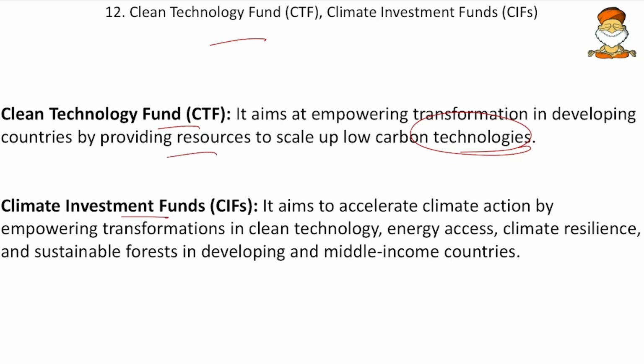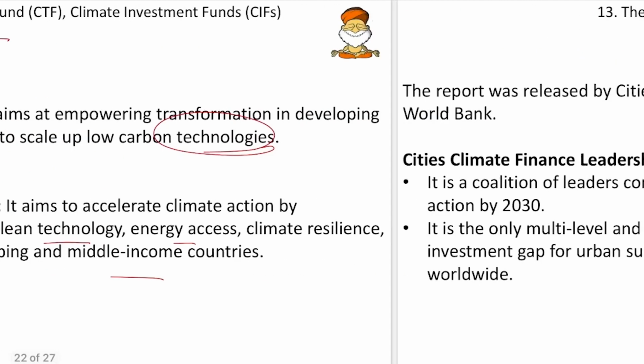Then Climate Investment Funds. So it aims to accelerate climate action by empowering transformations in clean technology, energy access, climate resilience and sustainable forests in developing and middle income countries. So that means this Climate Investment Fund will fund the investments by the developing countries for the green climate technologies. So remember the difference, this is technology and this is the investment. So initial investments are provided here. So this can give for R&D also.